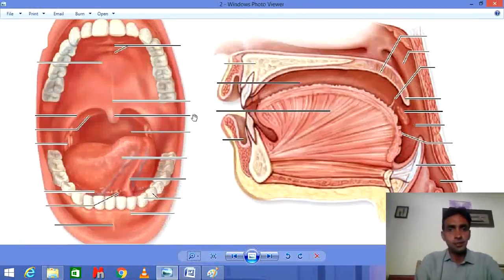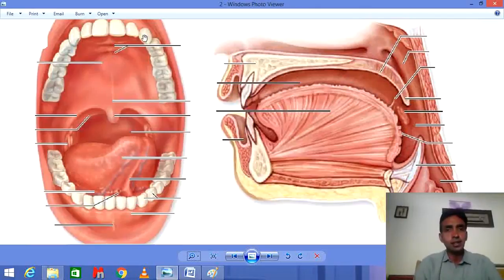These are incisors. Two central incisors, which are big and large, and two lateral incisors. This one is a lateral incisor, this one is a lateral incisor, this is a central incisor. Similarly, this is a central incisor, and these two are lateral incisors.